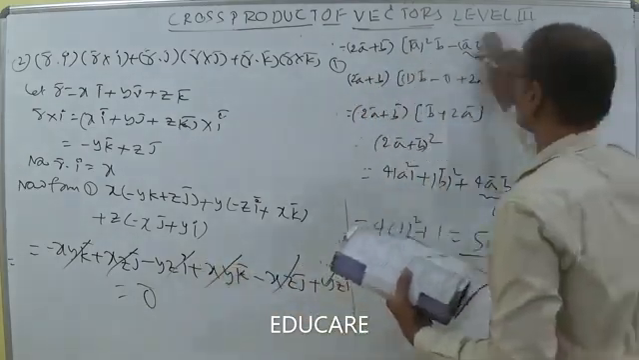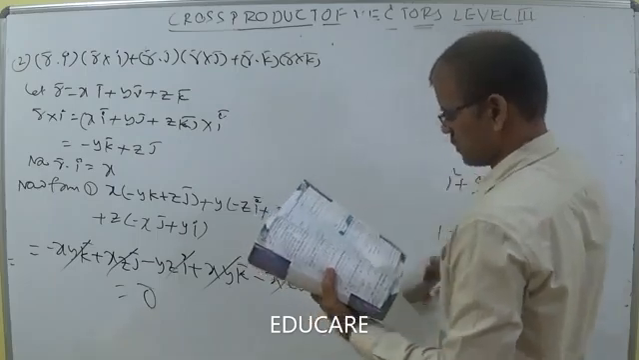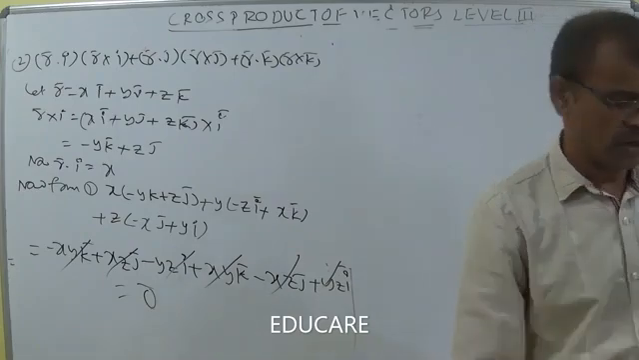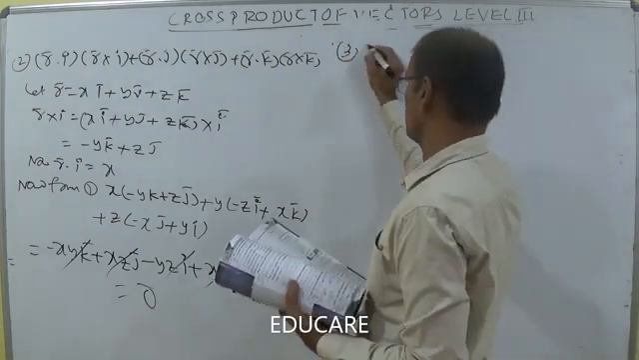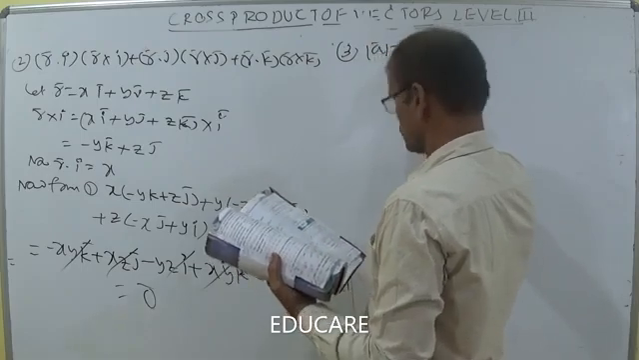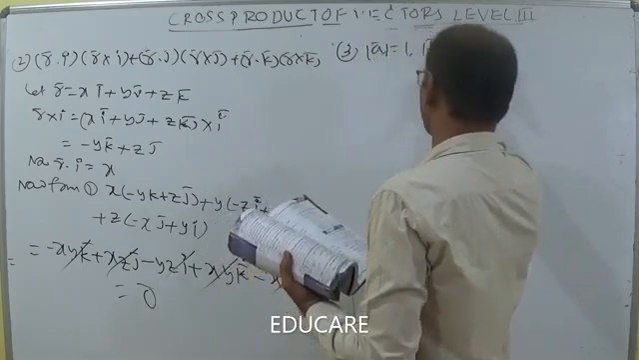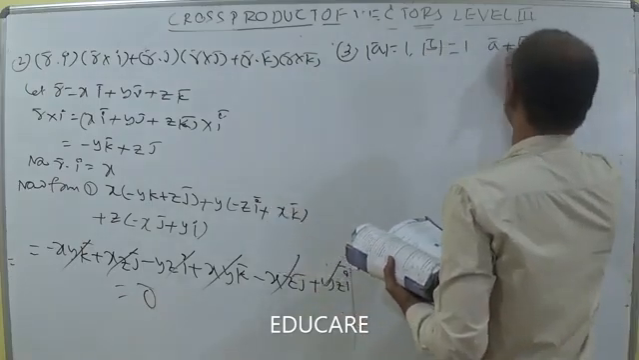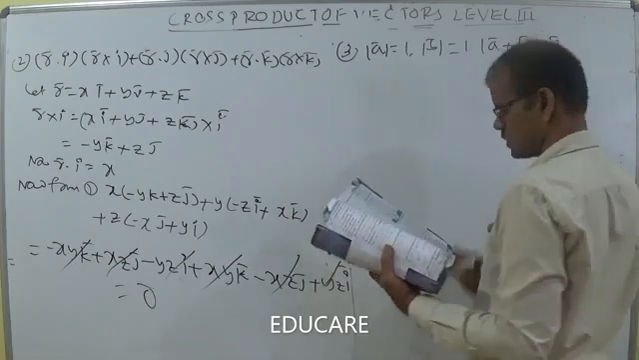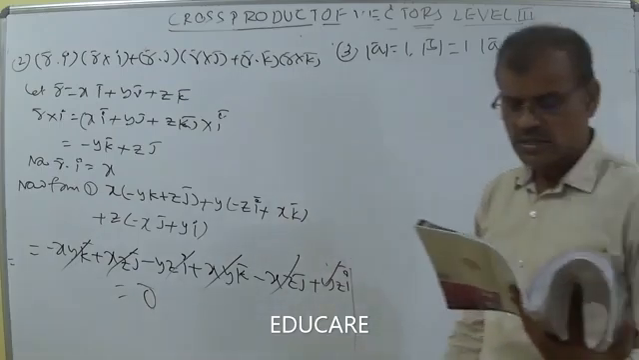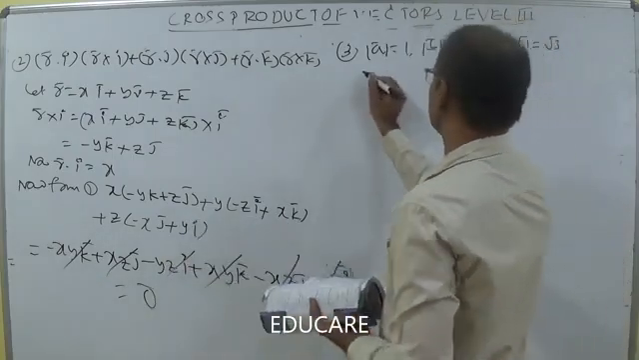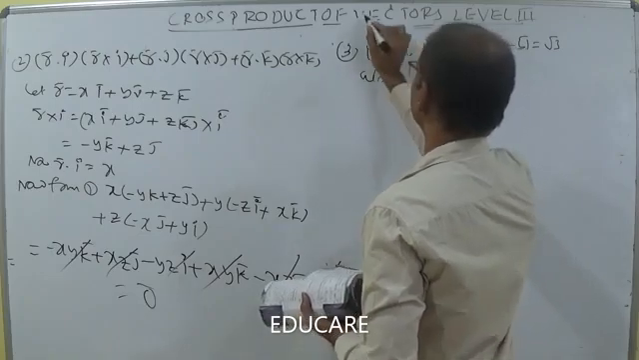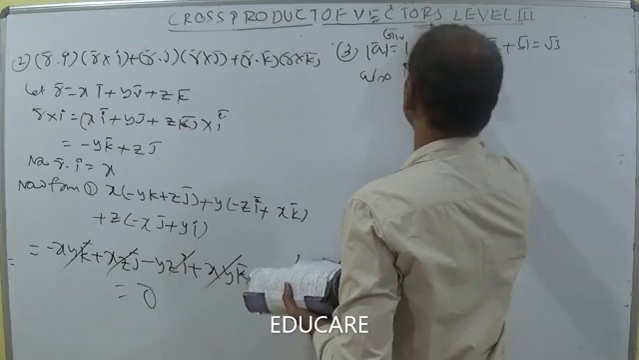Next, third question. Modulus of a bar dot b bar is equal to 1. Mod a bar equal to mod b bar equal to 1. The given data: modulus of a bar is equal to 1 and modulus of b bar is equal to 1, and modulus of a bar plus b bar is equal to root 3. If c is a vector, c minus a minus 2b equal to 3a cross b. This is the original given data.